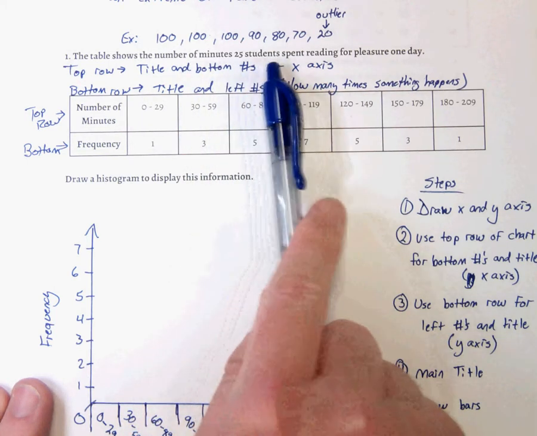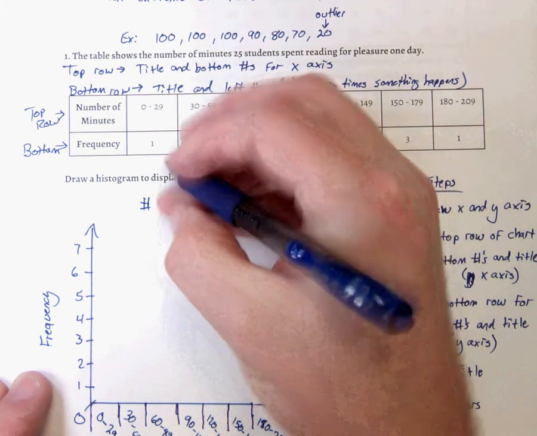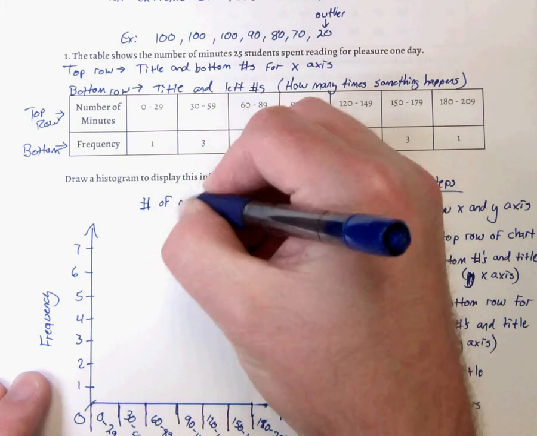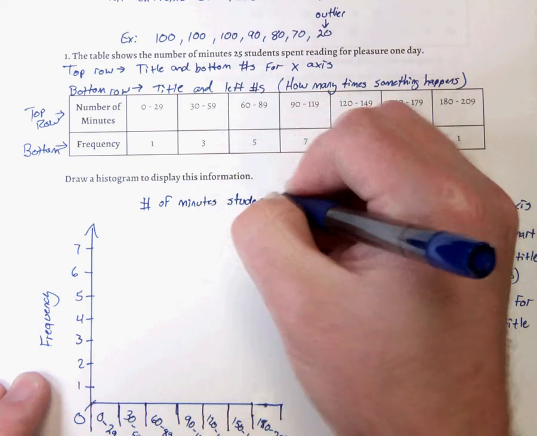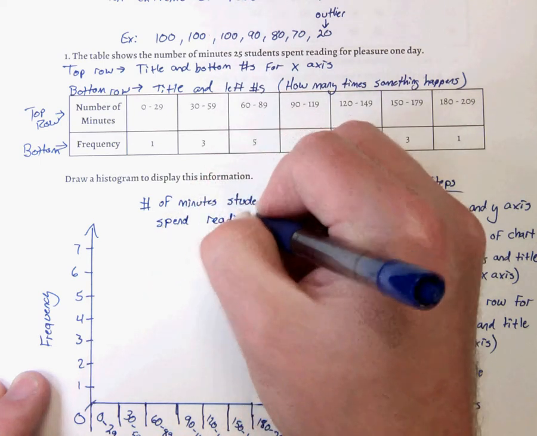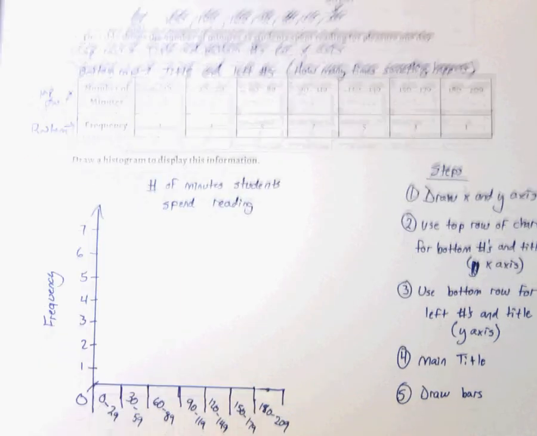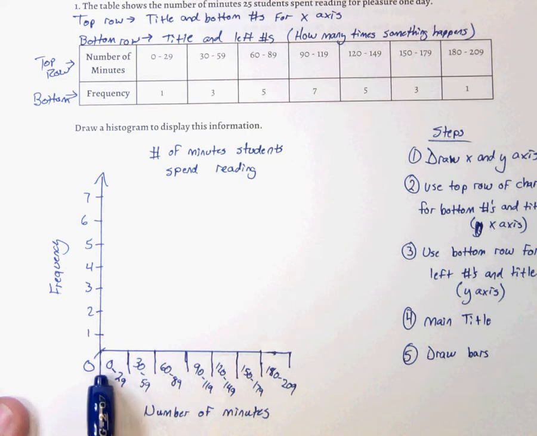Alright, last part. We're going to draw our bars. Now our bars will touch because this is 0 to 29, and notice right after is 30. So they're consecutive. They are going right next to each other. So how many students spent 0 to 29 minutes reading? 1. So we're going to go up to 1 and connect it right here. I'm going to label that 1 so that I know that is 1 student. That way I don't have to keep looking at my y-axis.